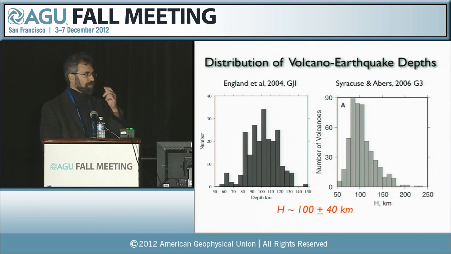Just to review the observations quickly, the distribution of volcano earthquake depth is very well established, with two independent studies. Very simply, it's 100 kilometers plus or minus 40 to 50 kilometers, and that pretty much gives you the entire range of these things. So we know where they come out.